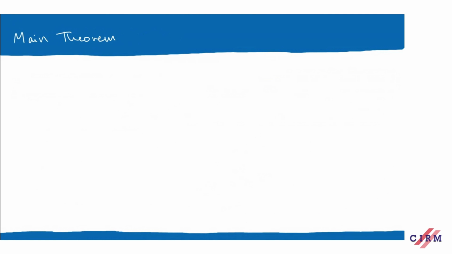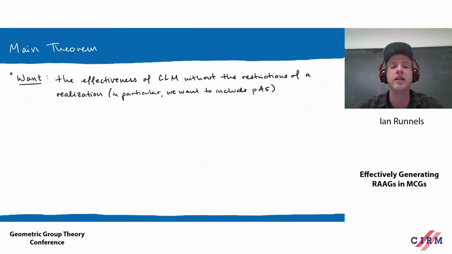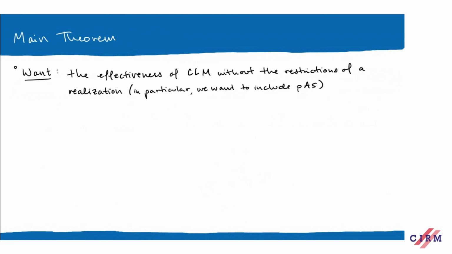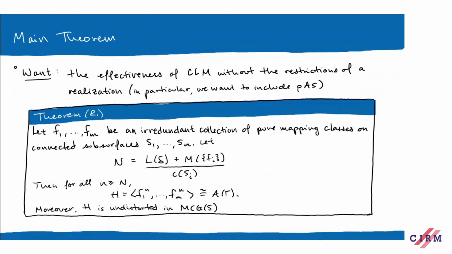So what we want then is an explicit constant, like we have in the Clay-Leininger-Mangahas construction, without the restrictions of a realization. We want to be able to include nested subsurfaces. We want to include the whole surface so that we can actually talk about pseudo-Anosovs. And we can do this. So here's the main theorem for the talk. We put the same hypotheses as Koberda's theorem, but now I can find some explicit functions L and M and C, which depend on the collection of mapping classes and the subsurfaces. And here, delta is a hyperbolicity constant for the curve graph, which I'll talk about in a minute. So here's this explicit constant such that for all powers bigger than this constant, the same conclusion as Clay-Leininger-Mangahas holds. I get the expected right-angled Artin group, and I can say that it's undistorted in the mapping class group.